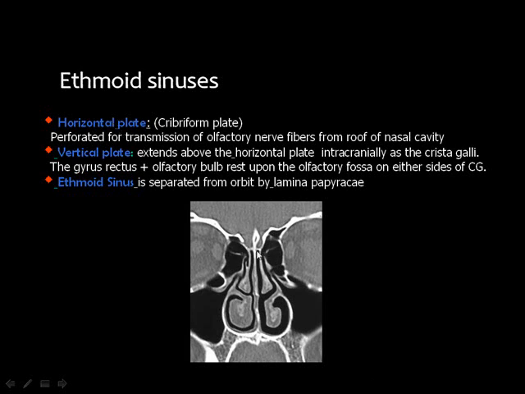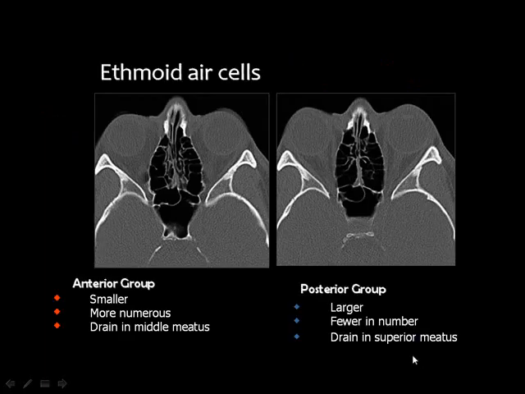Then the ethmoidal complex is formed of three major parts: the horizontal part, which is the famous one known as the cribriform plate of ethmoids, and the vertical part, which is the crista galli, and the ethmoidal air cells, which are located on either side medial to the orbits. Then above the cribriform plate of ethmoid, you can see the region of the gyrus rectus as well as the olfactory bulb.